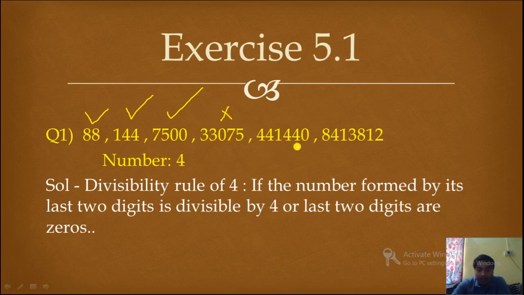Now here the last two digits you can see are 4 and 0, which is divisible by 4. 4 into 10 is 40, so this number is divisible by 4. Here the last two digits are 1 2, 12, that we can divide by 4. 4 into 3 is 12, that means this number is divisible by 4. This is how you have to think about the divisibility rule of a particular number and solve. Understood?